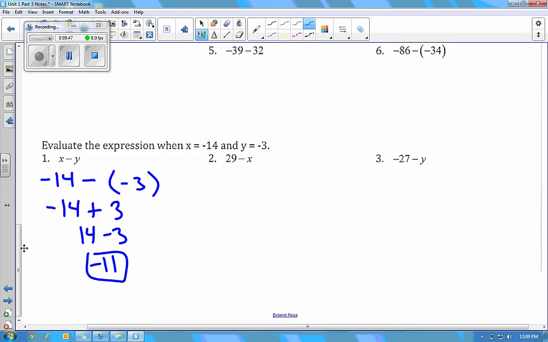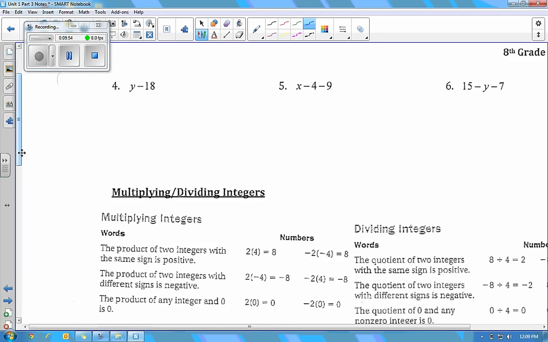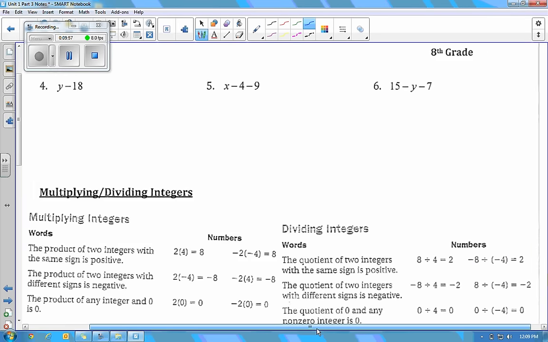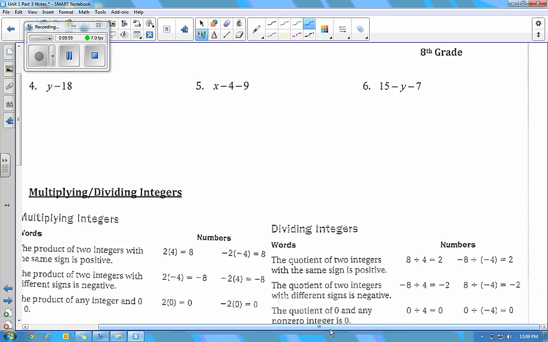2 and 3, I'm going to let you do because those won't be too complicated. And if you look at the back, I'm going to go over one of these because these are going to get a little bit harder. Okay, so I'm going to go over number 6 for you.